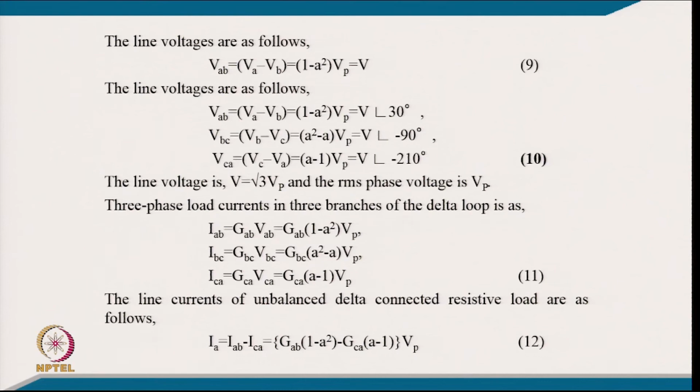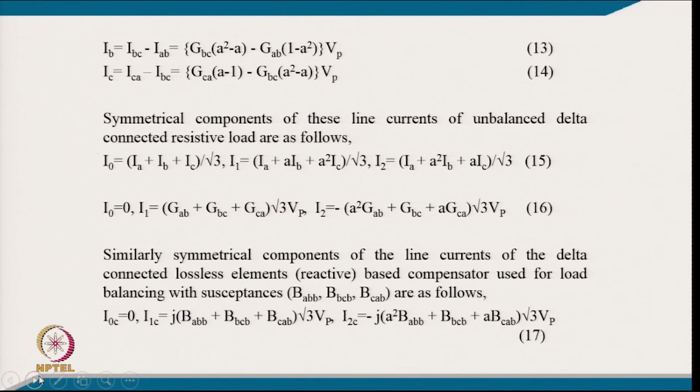delta connected currents going through those equivalent shunt branches. So, these are the line currents of the unbalanced delta connected resistor. We can find IA, the line current, as the difference of the branch currents in terms of the parameters in this manner, and then we can derive it for the B line and C line from there.